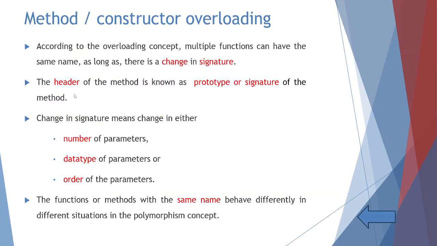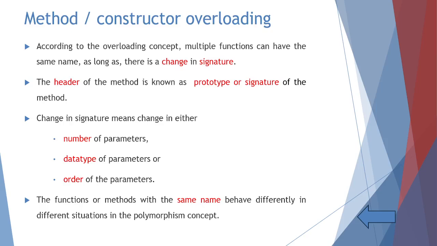Now, method overloading. According to the overloading concept, multiple functions can have the same name, but there is a condition. There should be a change in signature. What is signature? The header of the method, that is the first line of the method, is known as the signature of the method or prototype of the method. Now, change in signature means change in either number of parameters, data type of parameters, or order of parameters. What are they? Number, data type, or order.